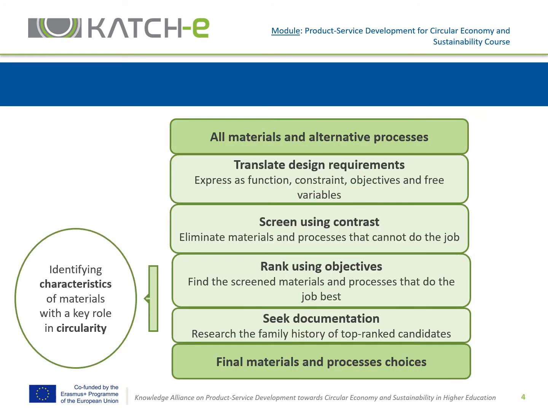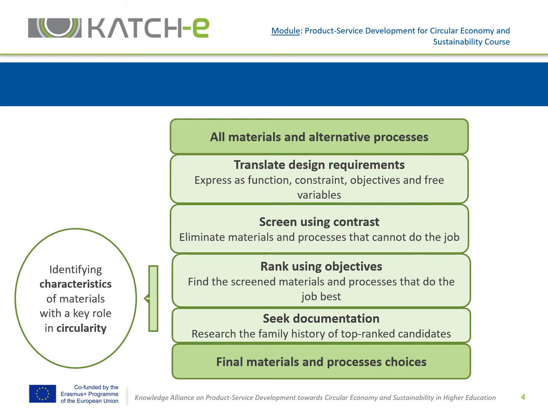To facilitate the selecting process, HB proposed a method based on 4 steps. The first one, translate design requirements, consists in converting the design requirements into constraints and objectives, obtaining a list of the design limiting properties and constraints that materials and processes must meet. The second one consists in eliminating the materials and processes which cannot meet the constraints.